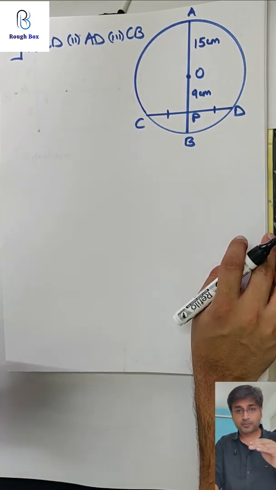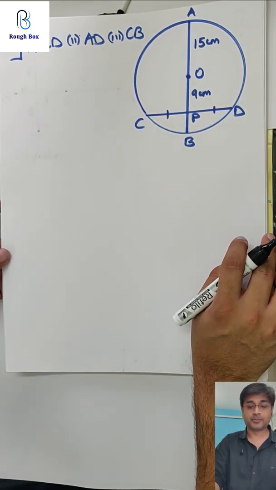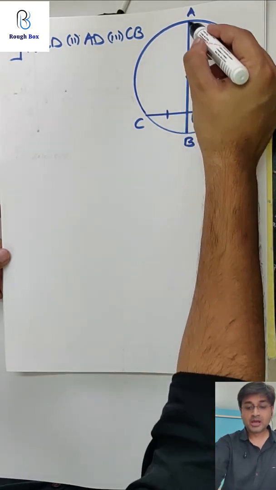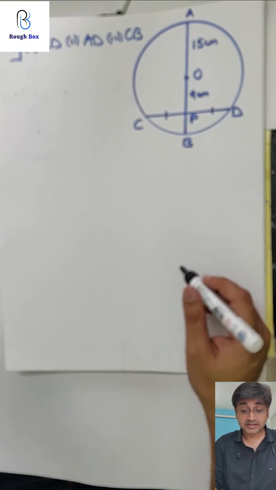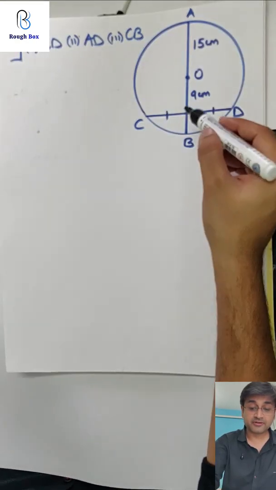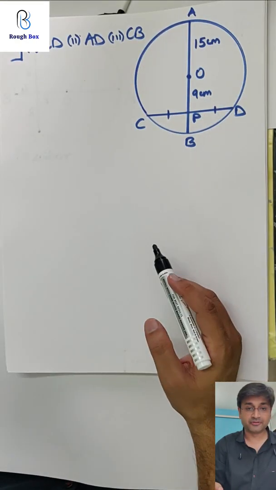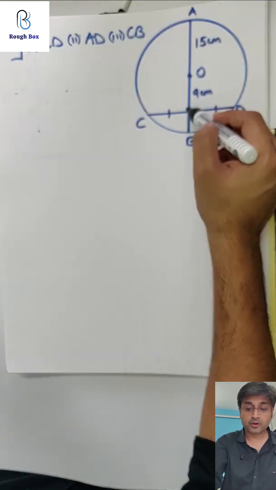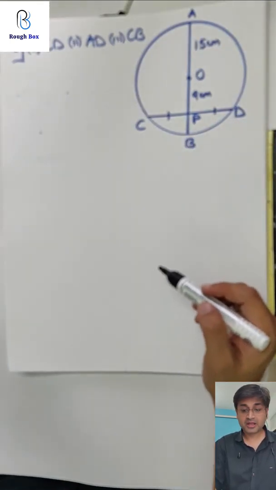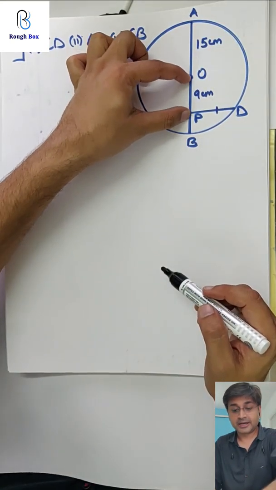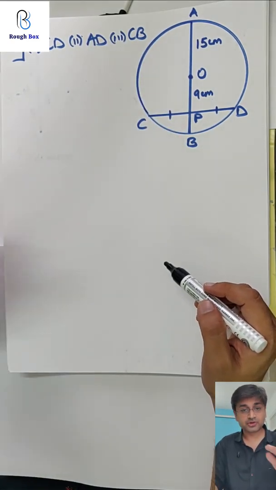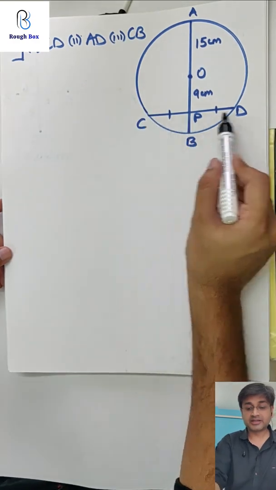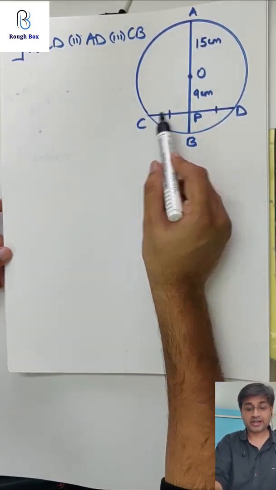It is simple, just go part by part, gradually you will be able to pick up, nothing great in this. You've been given OA as 15. OA is what? Radius. So therefore even OC will be 15, OB also will be 15. If OB is 15 and OP is 9, how much is PB? 15 minus 9, so this will be 6. I'm just preparing you, giving you hints so you can manage it. First target CD. So get half of it and then double it.